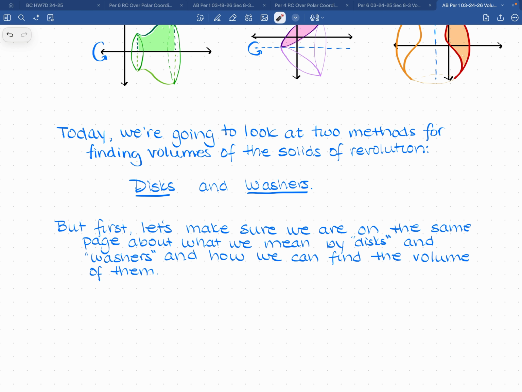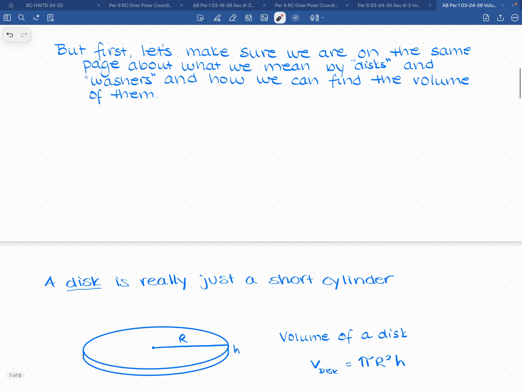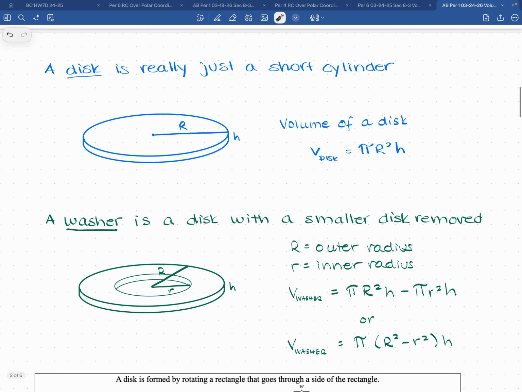But before we talk about finding the volumes using disks and washers, let's make sure we're on the same page of what we mean by a disk and a washer, and also how we find the volume of them. So a disk, that's nothing special. It's really just a short cylinder. And so if you take a look, here it is. It's like a squashed cylinder. And the volume of a cylinder is pi r squared h, and that's the same thing for a disk. It's just h is really small.